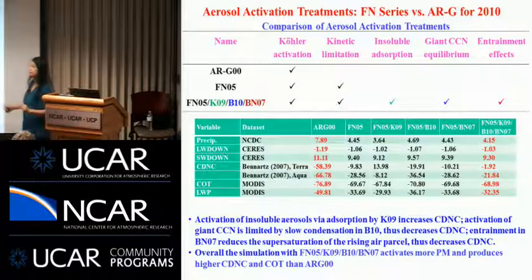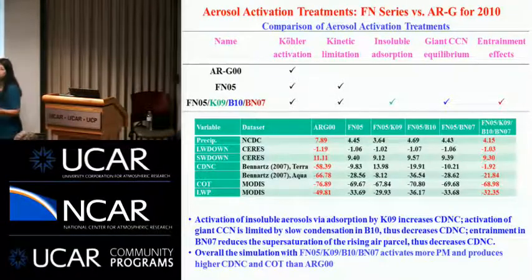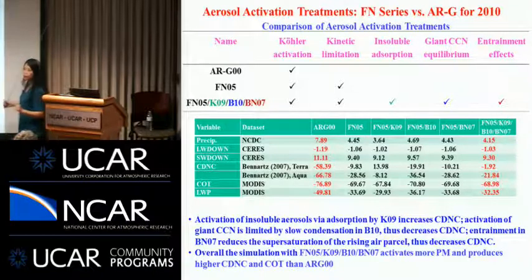So in our case, we did simulations with the default Abdul-Razak parameterization, then the baseline FN 2005, then one new treatment on top of the baseline at a time, then finally the combination of all three recent updates. Based on the statistics here, for example, for CDNC we have two sets of satellite-derived observations, one from Terra and the other from Aqua.